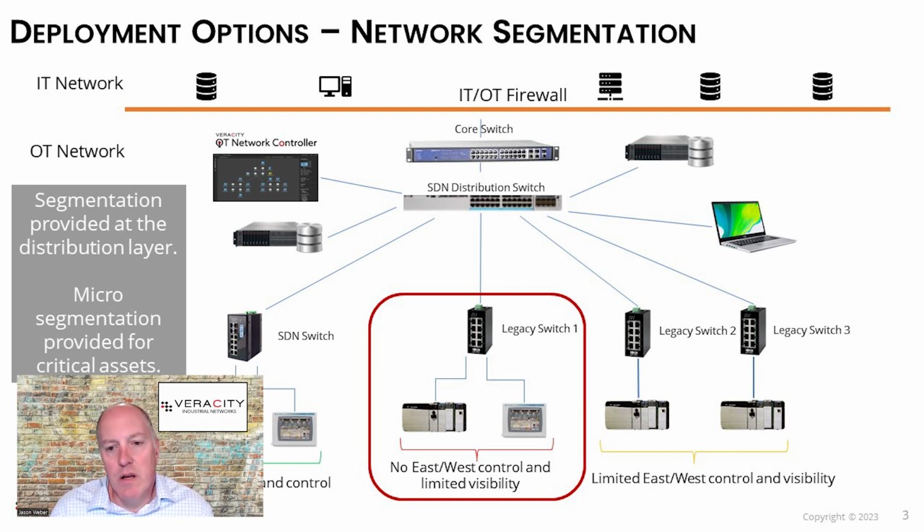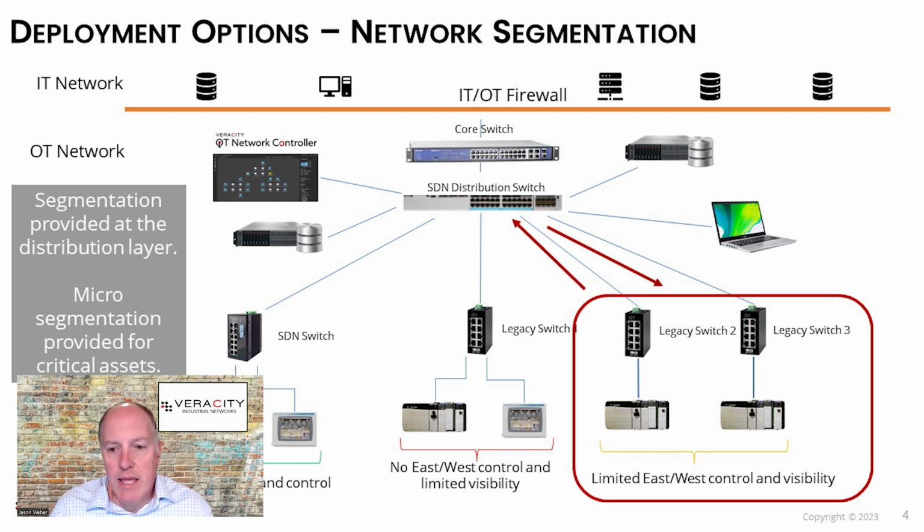And if we look at the bottom right of the diagram, anything that passes through the SDN distribution switch, either from one legacy switch through it down to another one, or even up to any of those servers, we do have some control over that traffic that comes through.